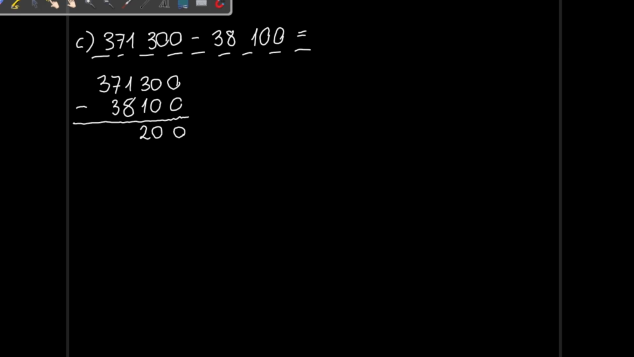Okay, once again, 1 is smaller than 8. So we need to add 10 here. And we ask ourselves 8 plus what is 11? 3. And because we added 10 here, we need to add plus 1 to this 3. And we ask ourselves again, 4 plus what is 7? And that's 3. 0 plus what is 3? 3. And that's the result. 333,200.